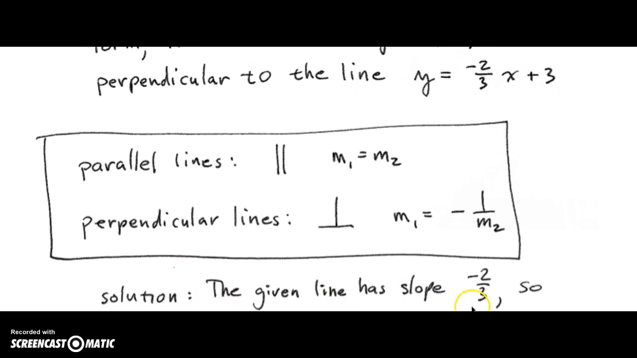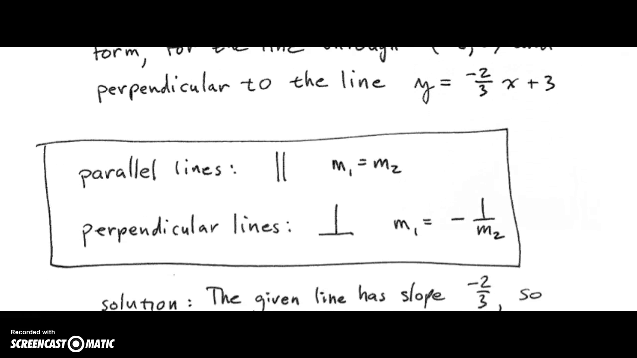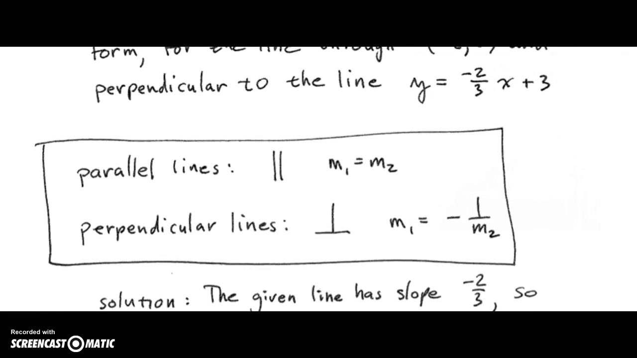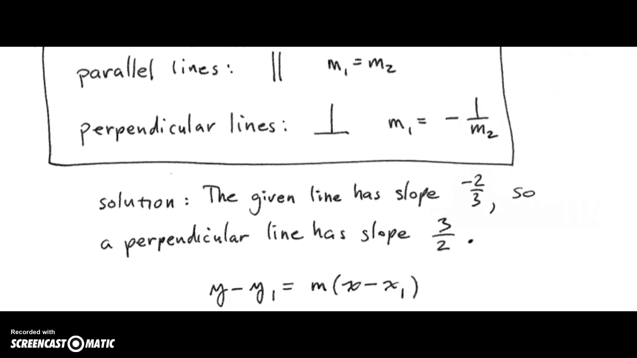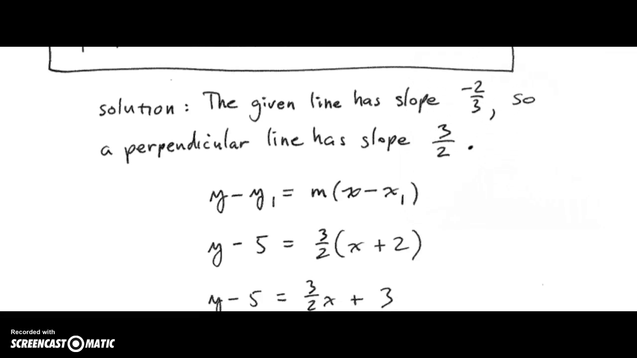The given line has a slope of negative 2/3, so that means that a perpendicular line has a slope of 3/2. The reciprocal would be 3 over -2; flip the fraction upside down, change the sign, you get a positive rather than a negative. So a perpendicular line has a slope of 3/2.